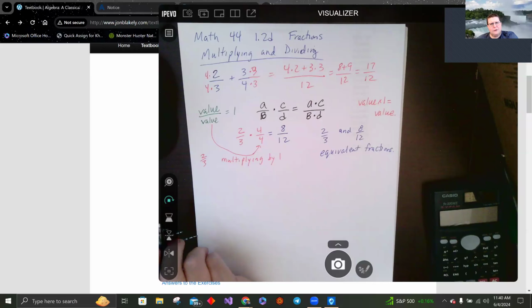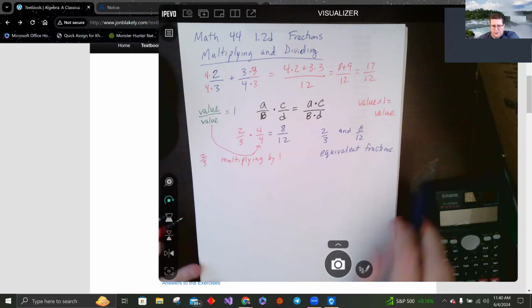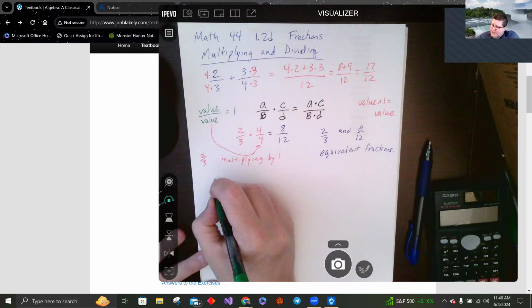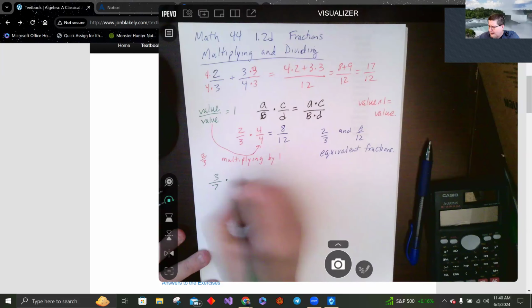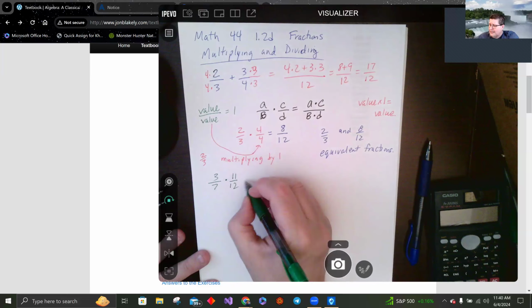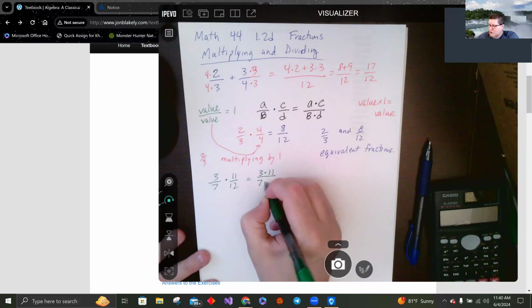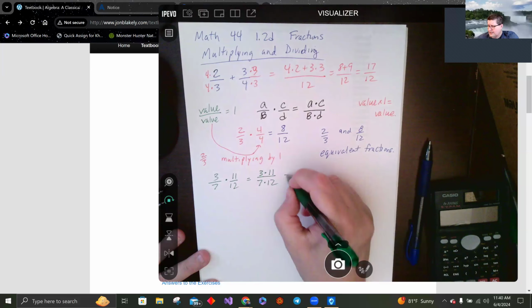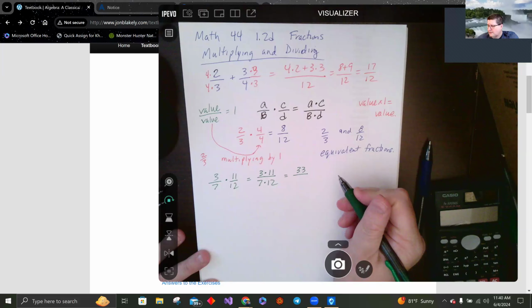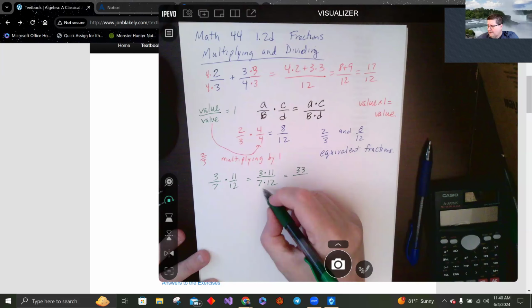So that's what I was doing when I was multiplying and dividing. And that's what we do with any sort of fraction that we want to multiply or divide. If I've got 3 over 7 and I want to multiply it by 11 over 12, this is 3 times 11 over 7 times 12. This is 33 on top and 84 on bottom.